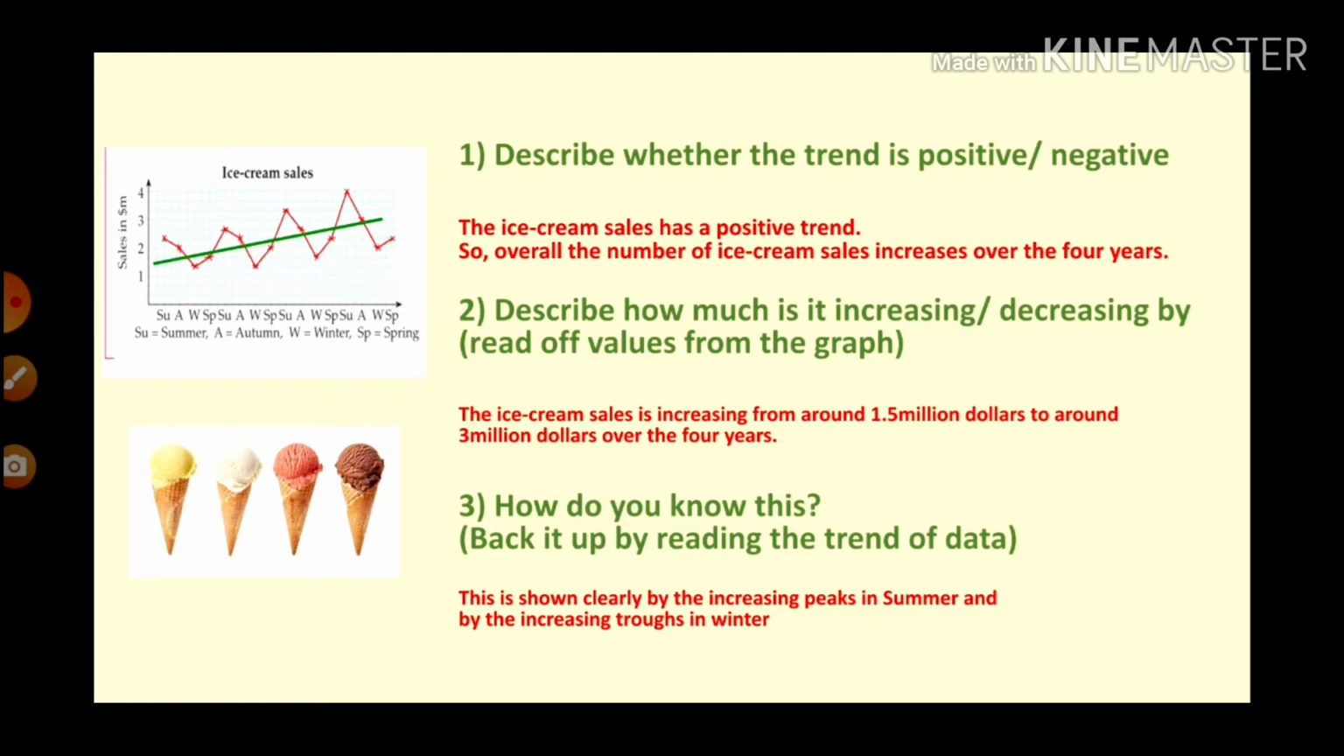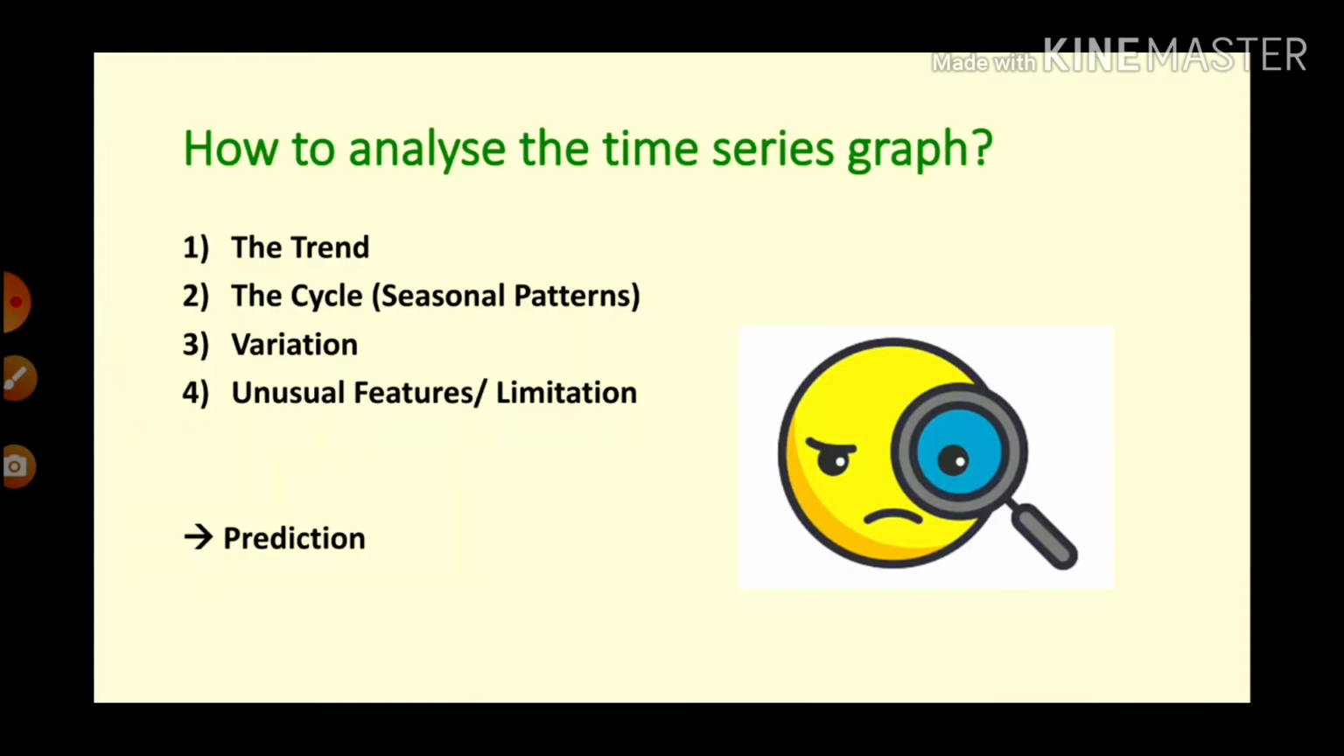So by seeing that both peaks and troughs increase over the years, I know that the trend line has a positive trend, and I know that it's increasing over the years. That's how you need to discuss the trend. Are we okay with it? All right. So there you go.